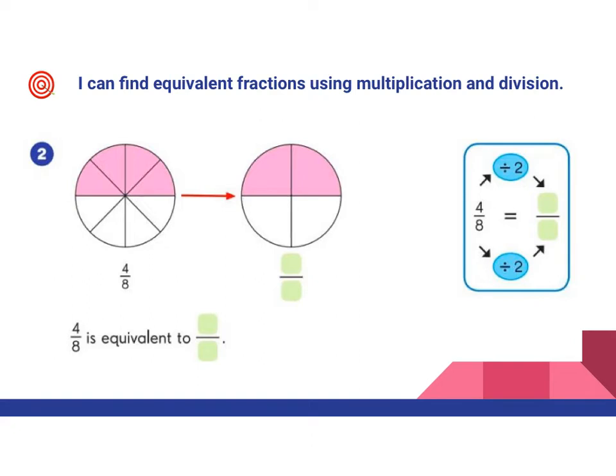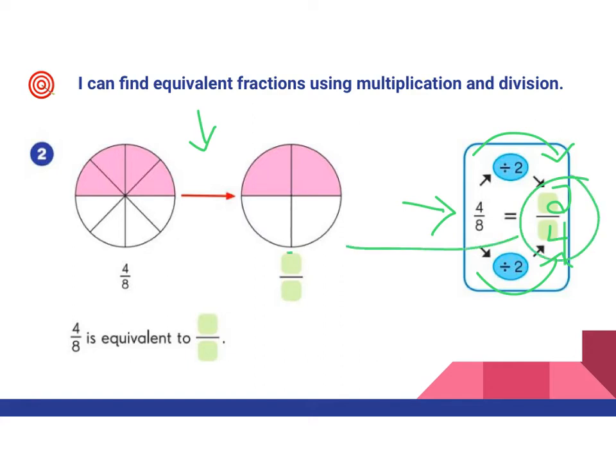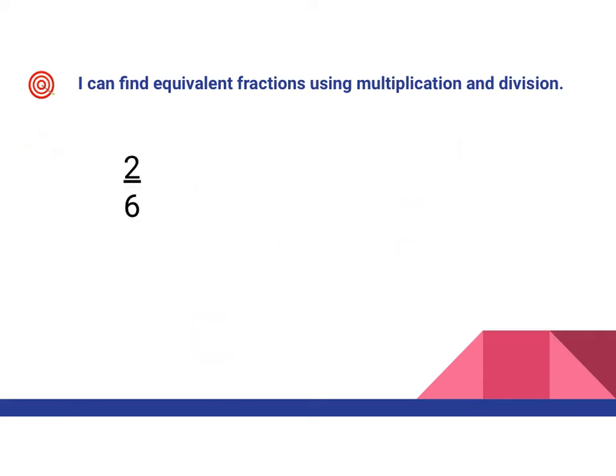So this model and the division over here, both ways I can use to find equivalent fractions. If I divide both the numerator and denominator by 2 in this case, 4 divided by 2 is 2, and 8 divided by 2 is 4. 2/4 is equivalent to 4/8, and then the model is showing that same value.